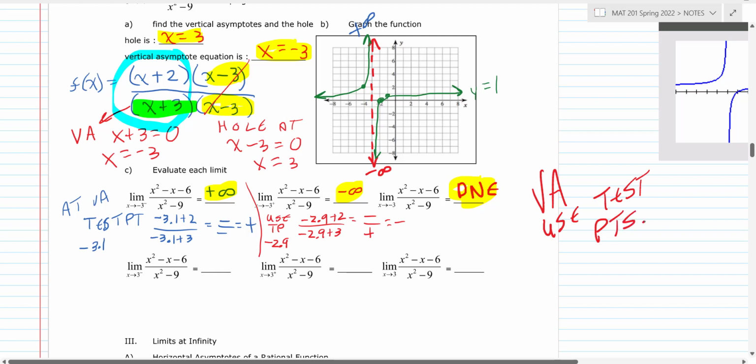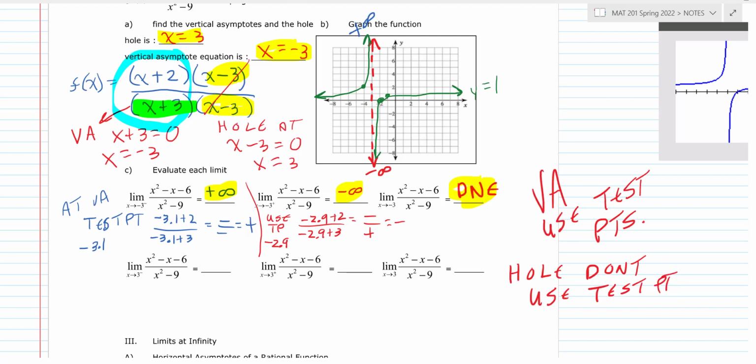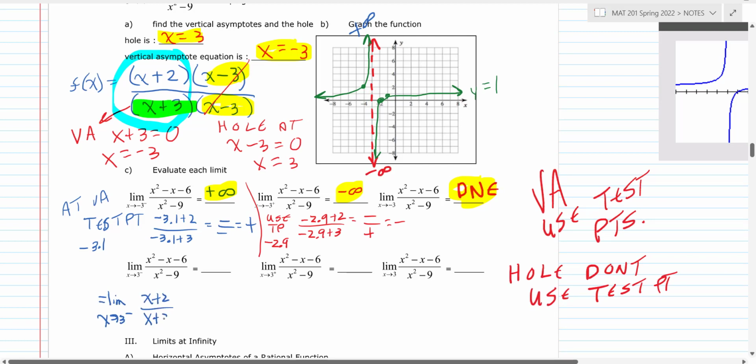Now, on a hole, this next row is at the hole. On a hole, don't use test points. Just plug the number in. Okay, so again, this really turns out to be the same. This problem right here is the same as the limit as x goes to 3 from the left of x plus 2 over x plus 3. So plug it in. And you're not going to get anything undefined. You're going to get a numeric answer.